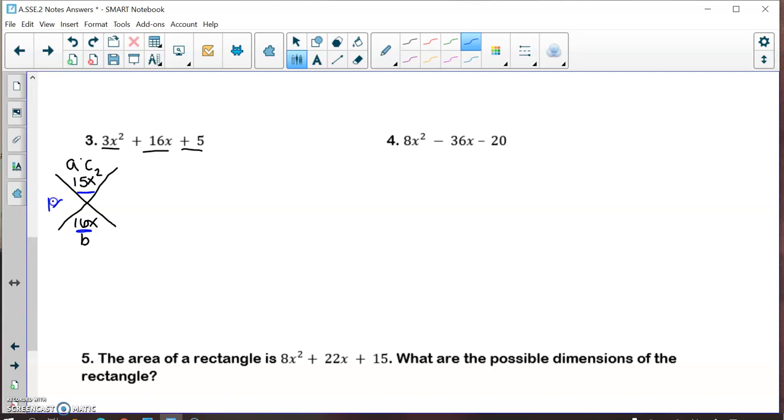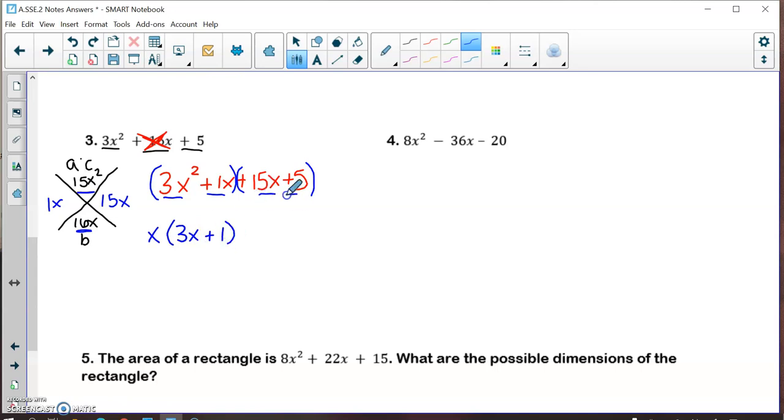That's going to be a 1x and a 15x. Rewriting my polynomial, but instead of writing the 16x, I'm going to write a 3x squared plus a 1x, plus a 15x, plus a 5, and it does not matter the order that 1x and 15x are in. But now I have 4 terms, so I'm going to use the grouping method to continue to factor. Out of my first 2 terms, the greatest common factor would just be an x, and I'd be left with a 3x plus a 1.